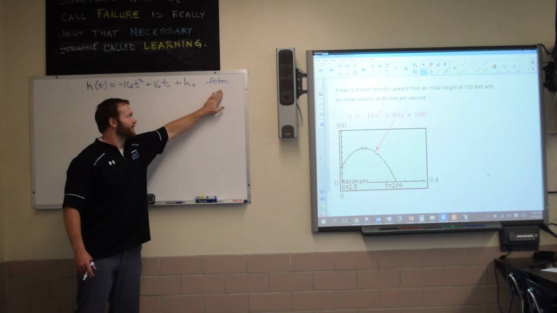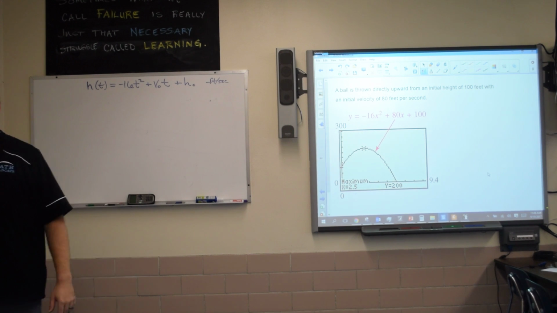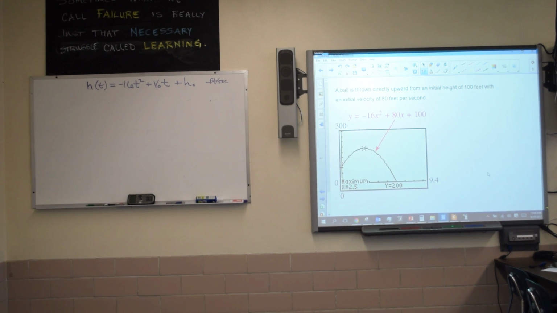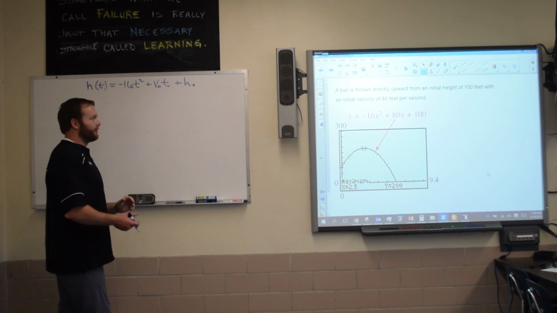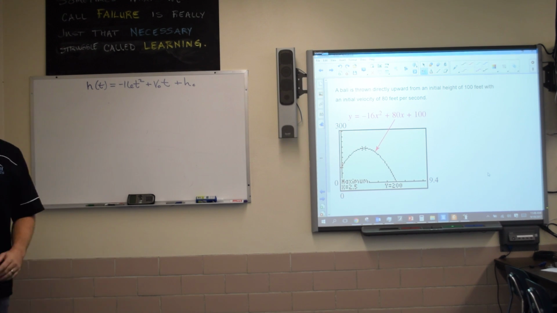I put feet per second or meters per second because that's how you're going to know when they tell you the velocity. If they say the velocity is 80 feet per second, I'm using negative 16. If it said the velocity is 80 meters per second, then I use the negative 4.9. But everything else is the same. The way you approach these is identical, regardless of the units you're dealing with.